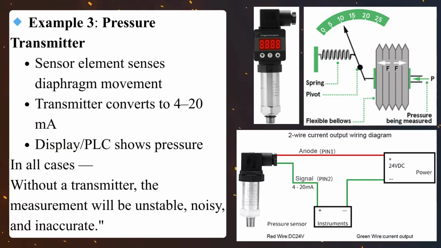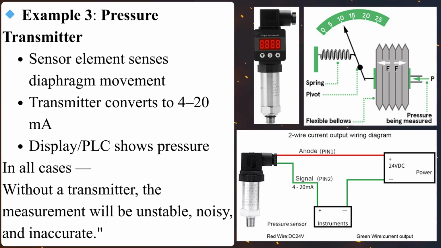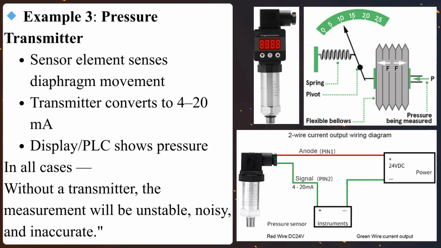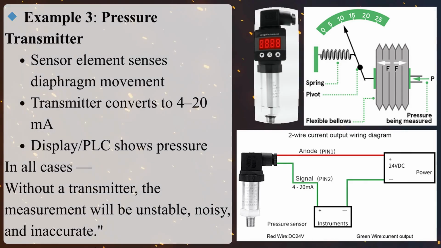Example 3. Pressure transmitter. Sensor element senses diaphragm movement. Transmitter converts to 4 to 20 milliampere. PLC displays pressure. In all cases, without a transmitter, the measurement will be unstable, noisy, and inaccurate.